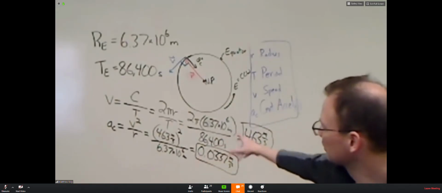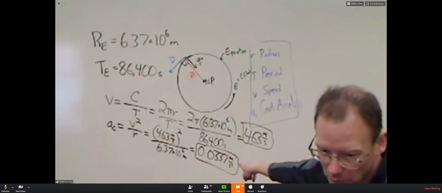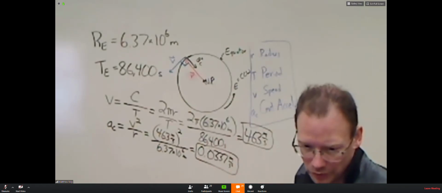So if you adjusted this for Minneapolis, you would get some number smaller than 0.03, but bigger than 0 for the poles.